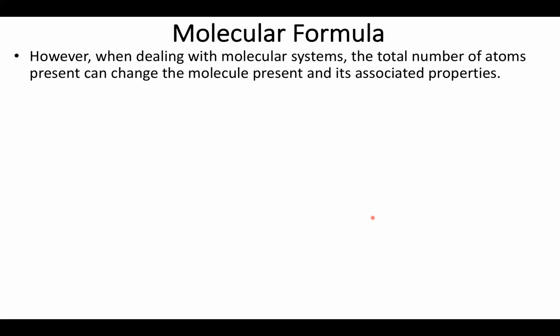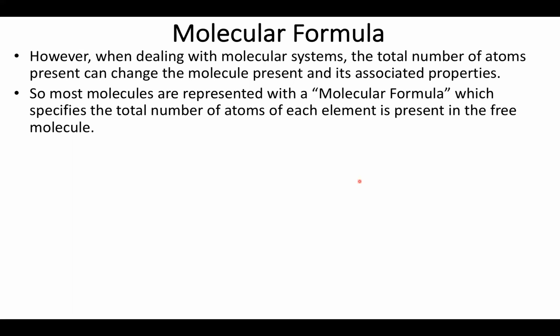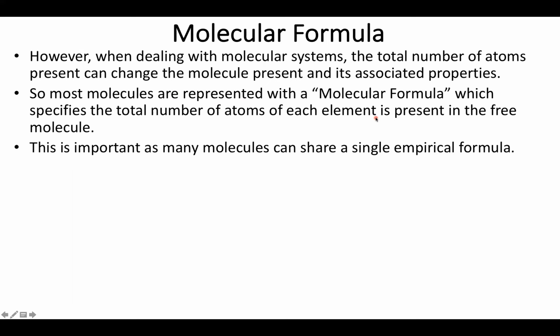That's fine for a solid, but for a molecule, I need to know the total number of atoms because that can change a lot of my associated properties. There are plenty of molecules that have the same ratio of elements, but very different overall species. So if we include the total number of each atom present, we generate what's called a molecular formula.